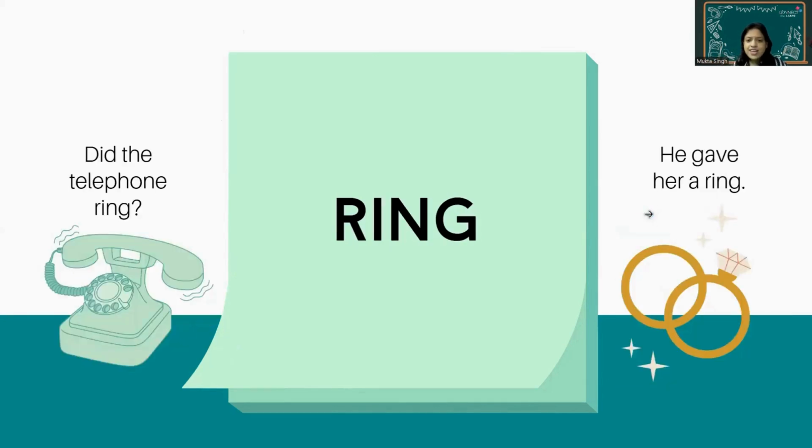All right. Next is ring. So the ring, first meaning here is the ring of a telephone. All right. The sound. Did the telephone ring? Next is the ring, the jewelry. He gave her a ring.